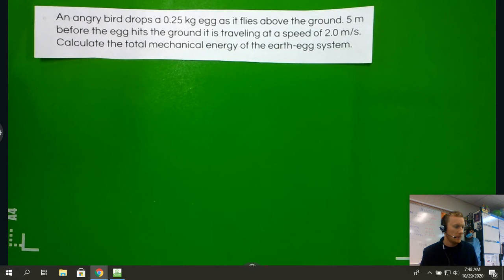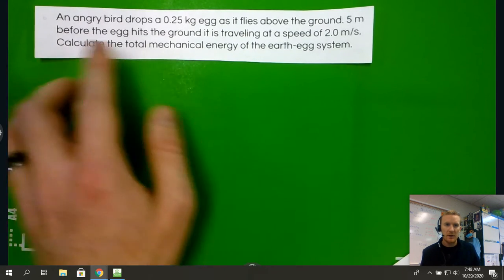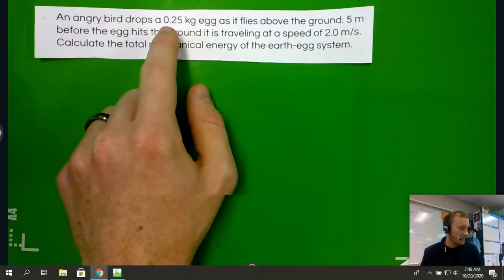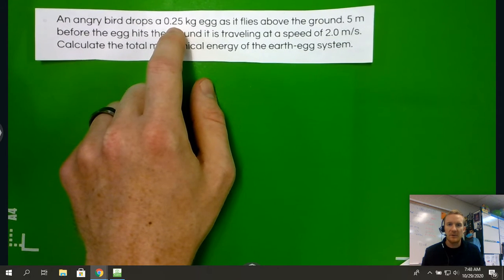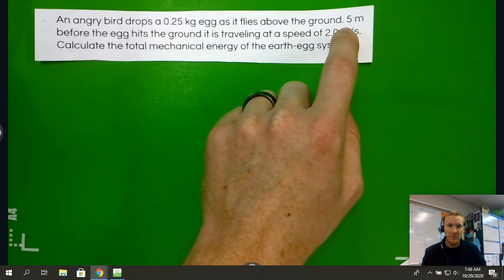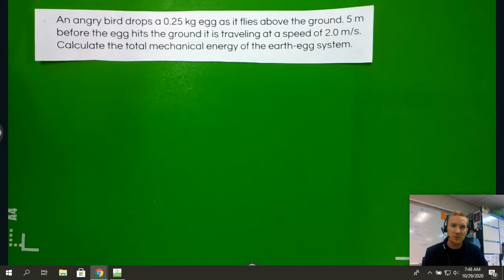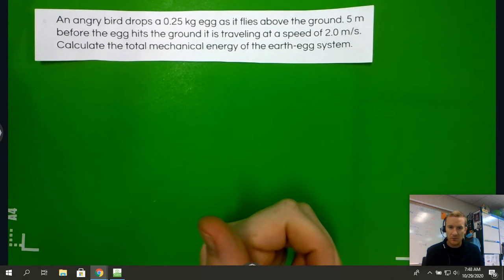All right, guys. So one of the questions in our notes for today was we wanted to figure out the mechanical energy of the following situation. We have an angry bird. It drops a 0.25 kilogram egg as it flies above the ground. 5 meters before the egg hits the ground, it's traveling at a speed of 2 meters per second. And we want to calculate what's the total mechanical energy of the egg-Earth system.